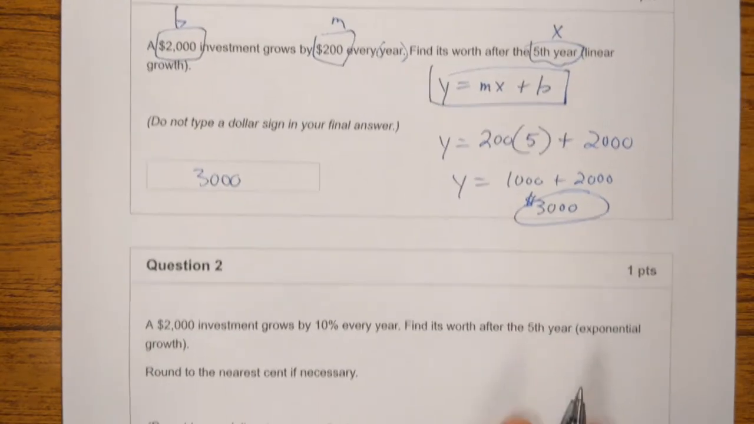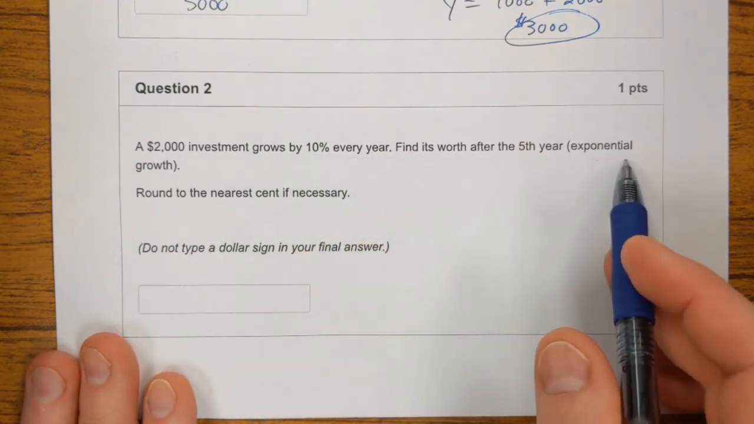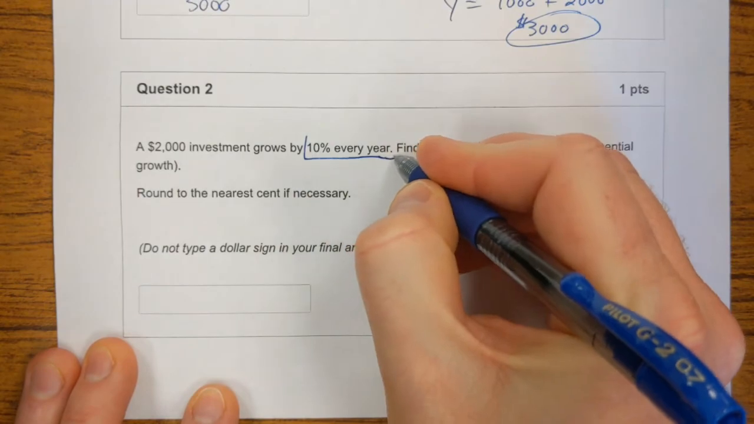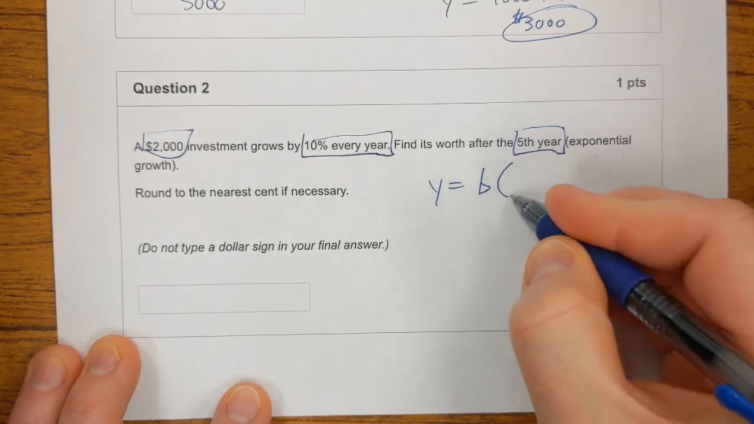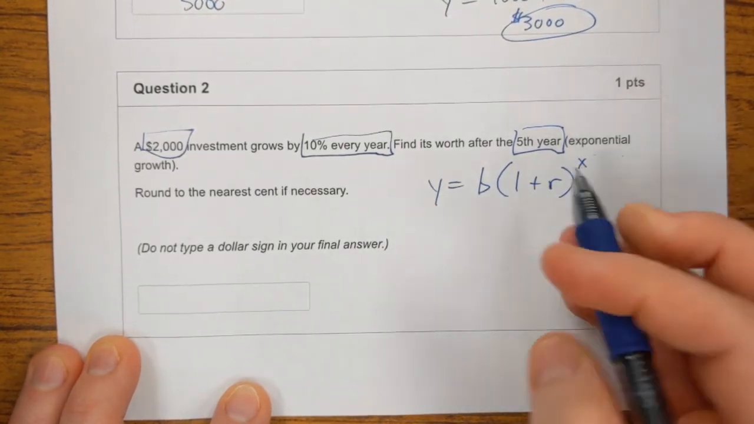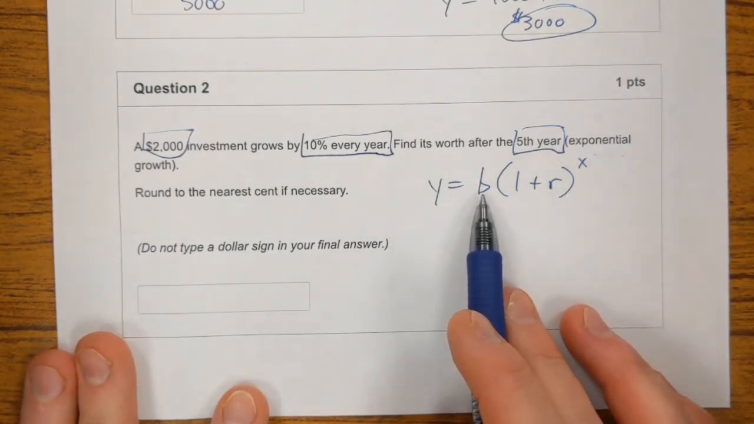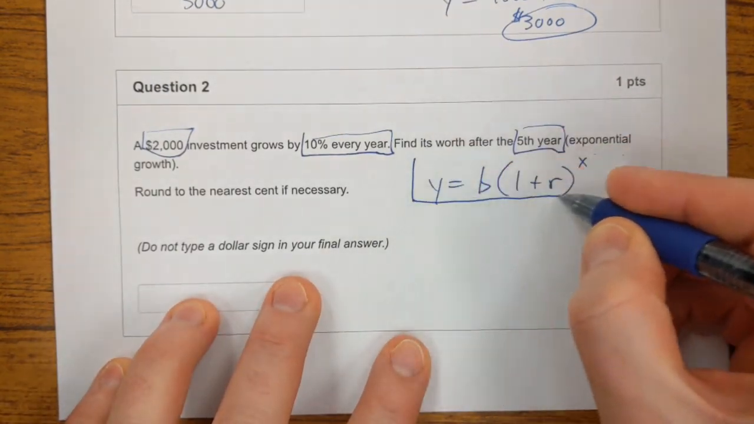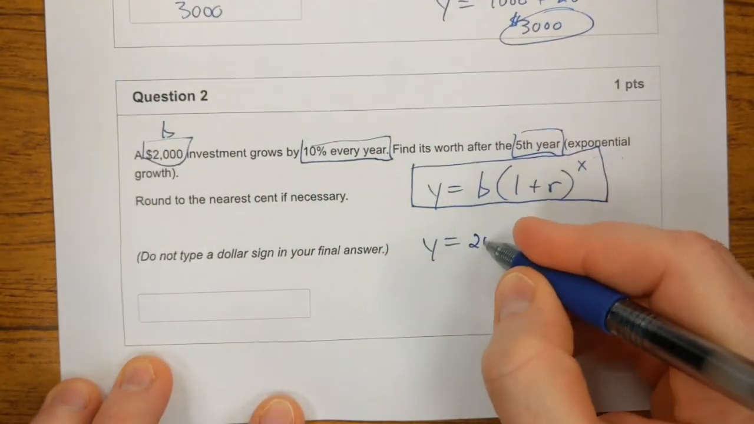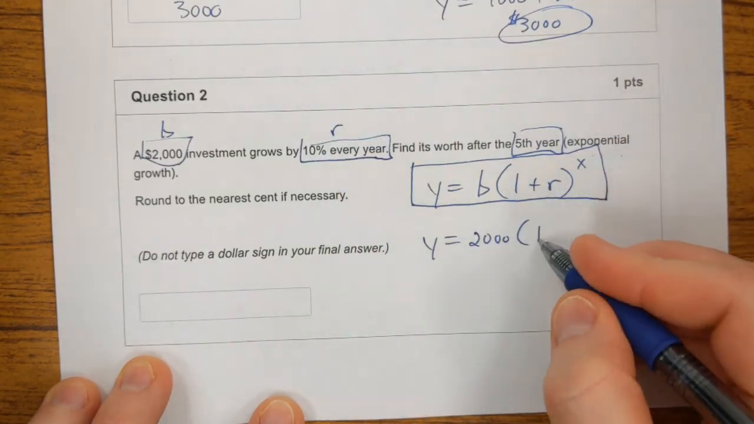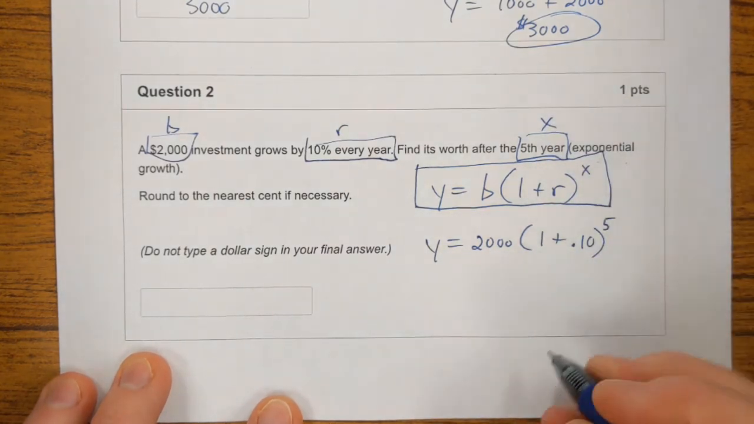Okay? Now question 2, a $2,000 investment grows by 10% every year. Find its worth after the 5th year. This time it's exponential growth because it goes up by a percentage. So we use the exponential formula. By the way, sometimes people use different letters than these. I'm using B. Sometimes people use a P here instead of a B. I like to use B because we already know it as the starting value. So we have the starting value is 2,000. The percentage is 10%. Now make sure you write that as a decimal correctly. And then the number of years, it's the 5th year.